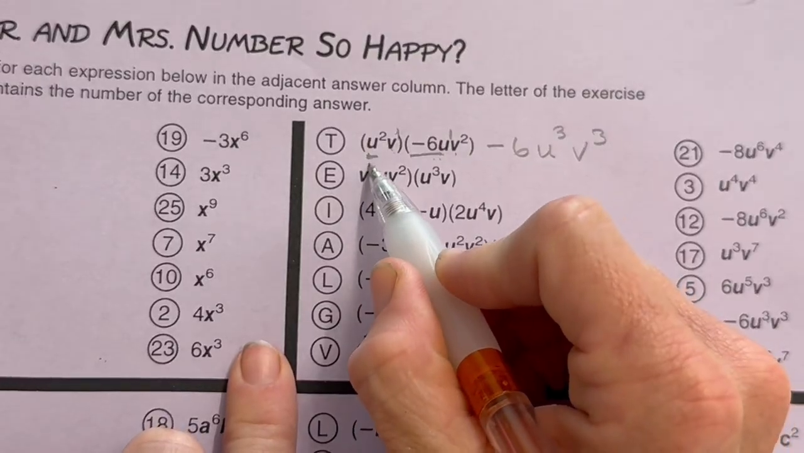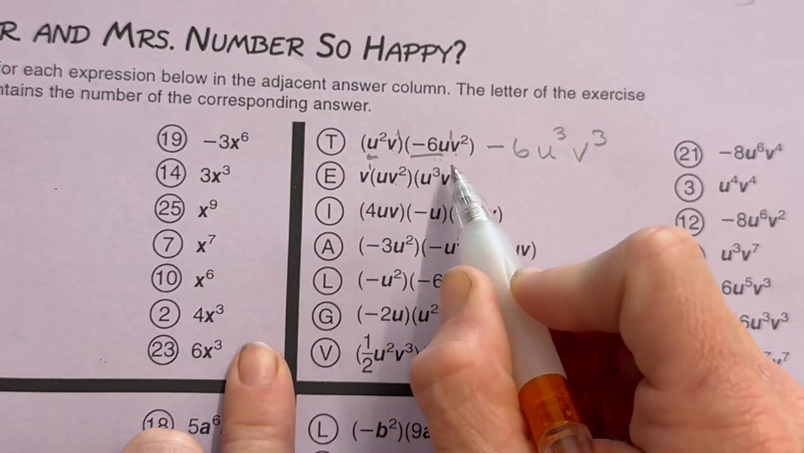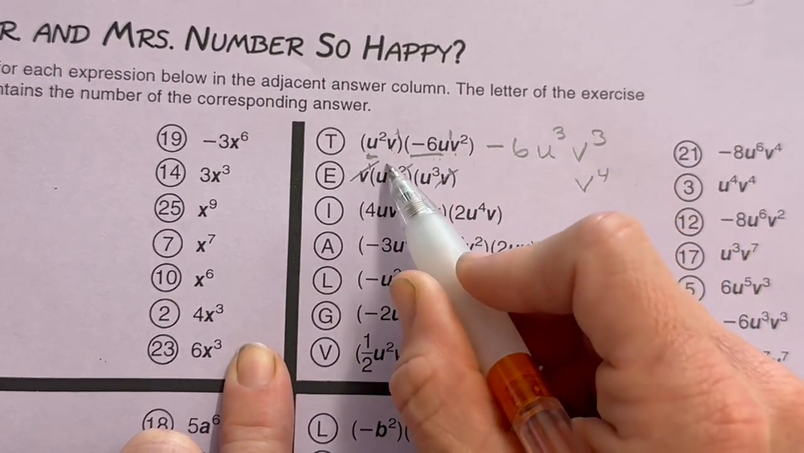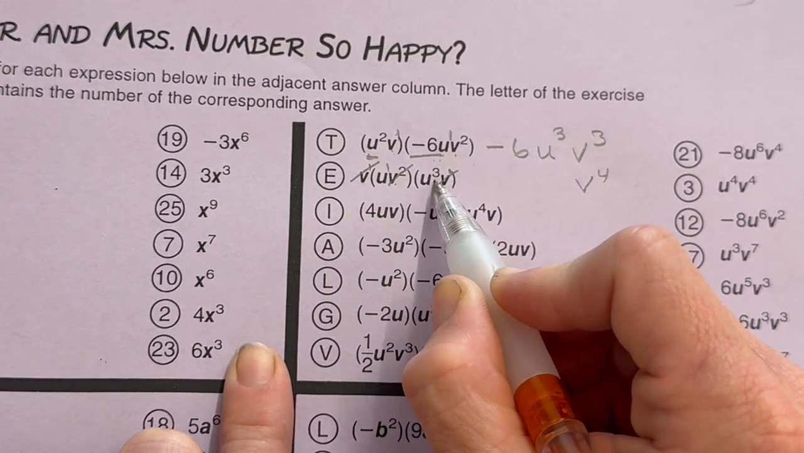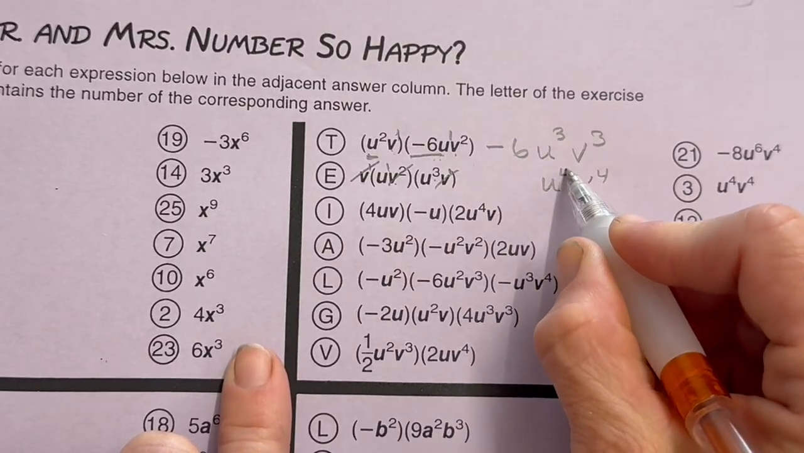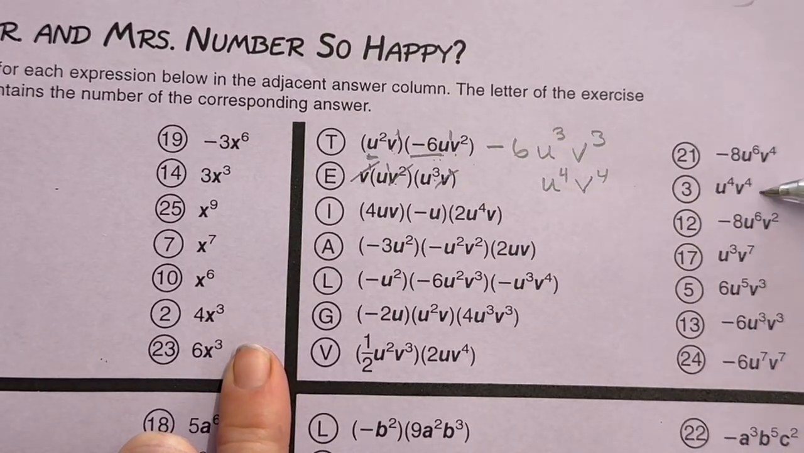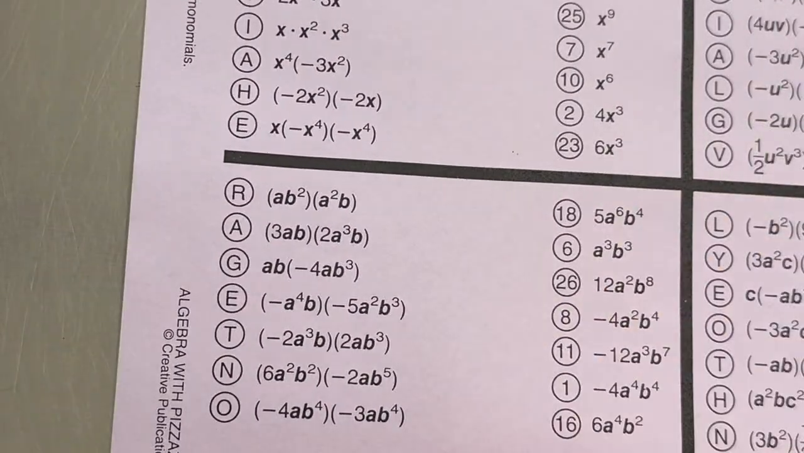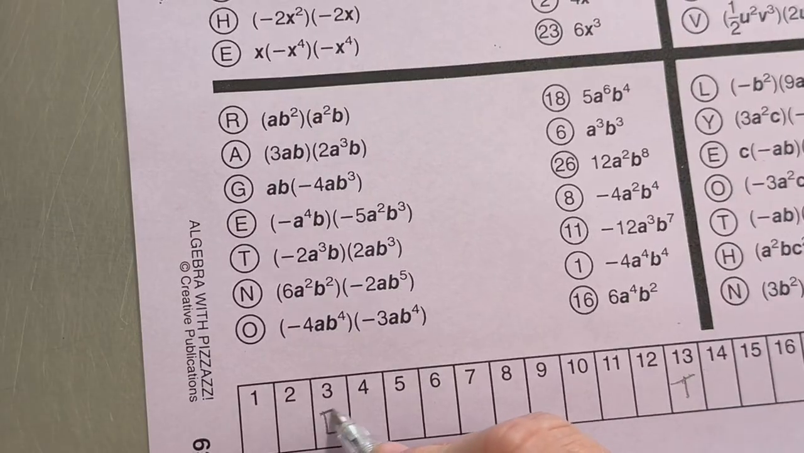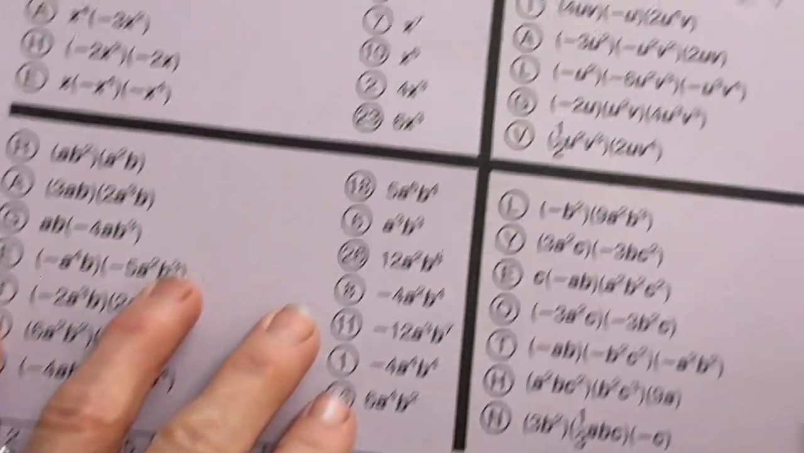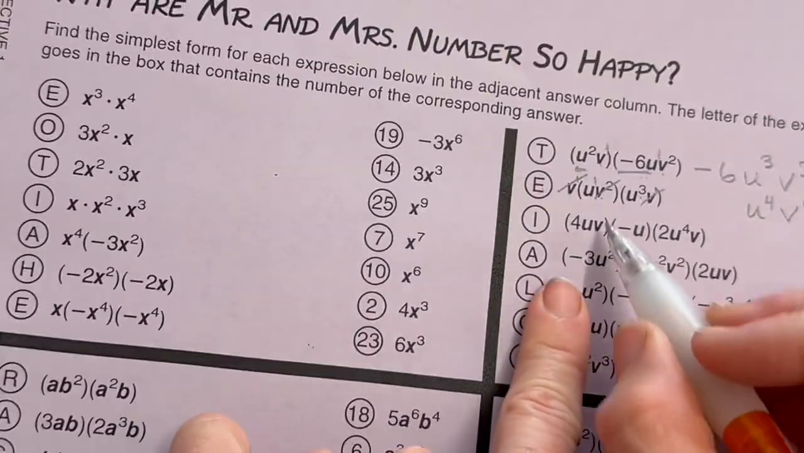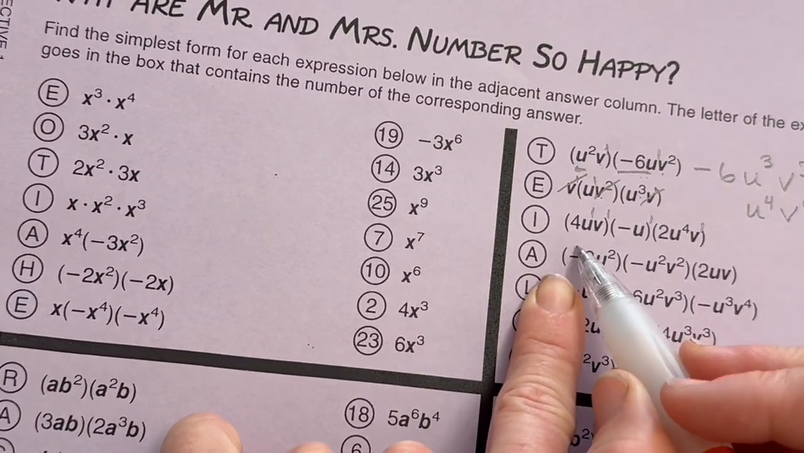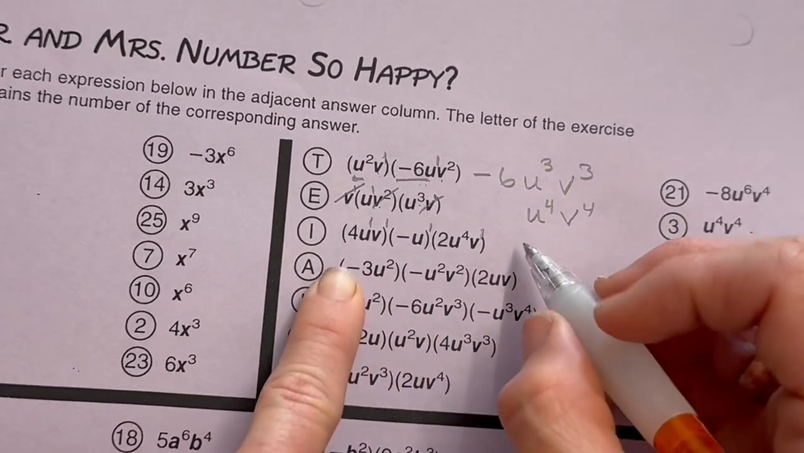For this, 1, 2, 3, 4, v to the 4th. This is 1 plus 3, that's 4. Oh, fun. They're both the same, that's 3. So it says 3, I'm going to put E. So what we're doing, remember that when we don't see the exponent, that's 1. So we did a little practice with this in our polynomial unit.